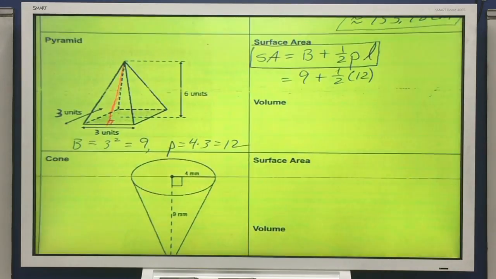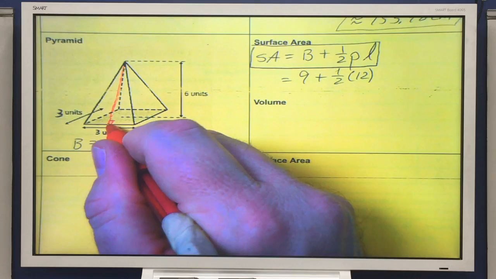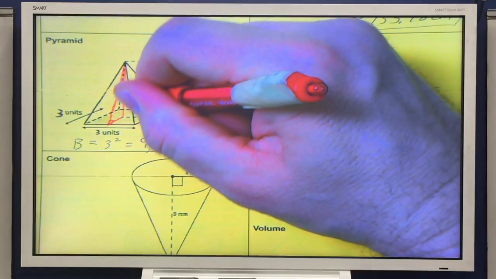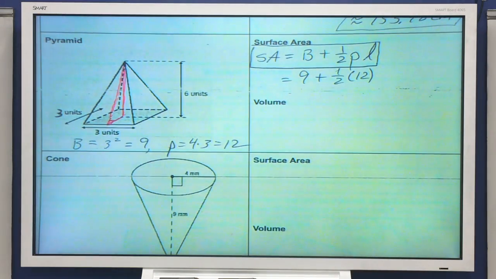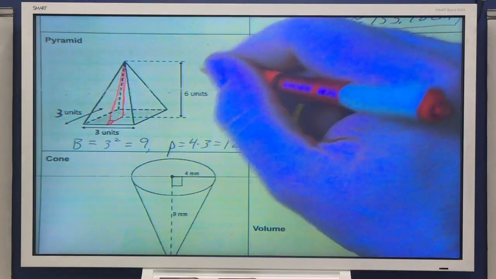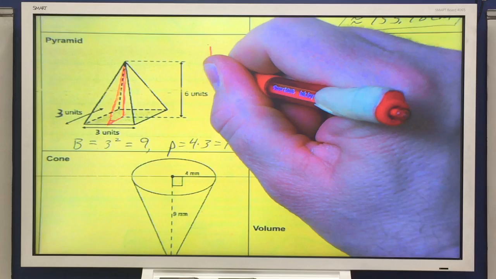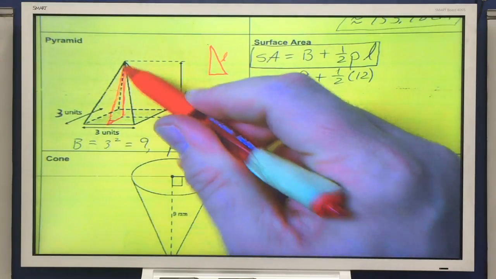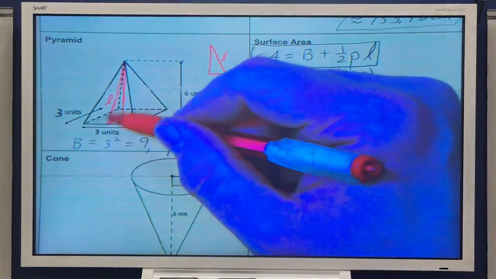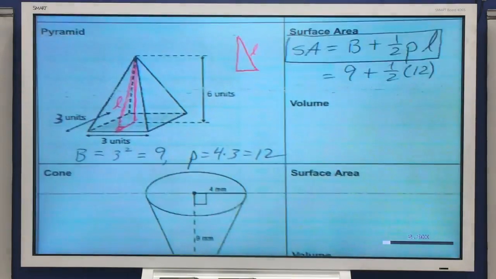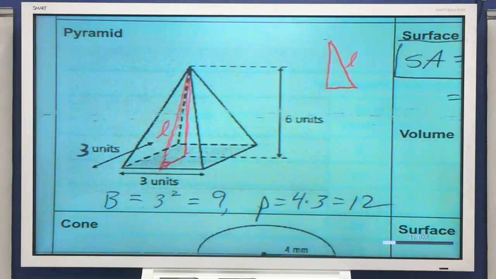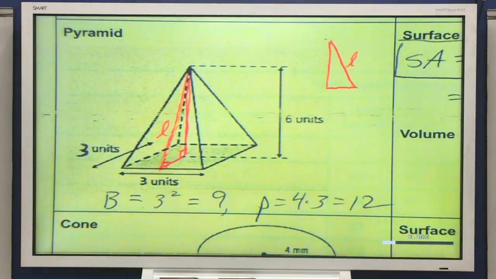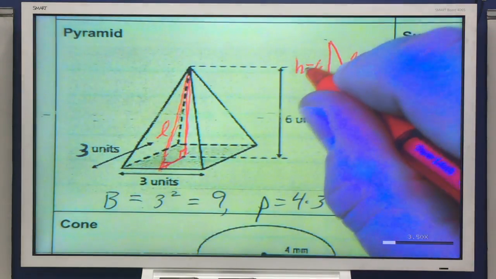Here's what I know though. If I connect to the center of the base and I go to the top with the height of 6, I just created a right triangle. I'm going to draw it over here so you can see it a little clearer. Slant height is this right here. This is my slant height. The height of the pyramid is 6.